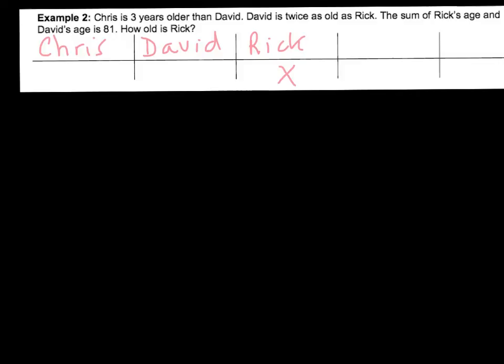So David is twice as old as Rick, though. So that just means that David needs to be expressed as 2x. But it says that Chris is 3 years older than David. So I know what David is, because he's twice that of Rick. So 3 years older, so he's going to be 2x plus 3. And then it says the sum of Rick's age and David's age, so Rick plus David, is 81. How old is Rick? So it looks like Chris was actually kind of just extra information. We didn't really need that to answer the question. So one equation we could write using these expressions could be 2x plus x is equal to 81.